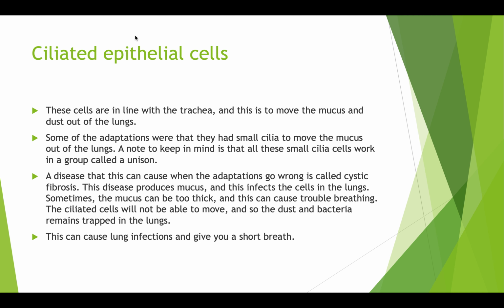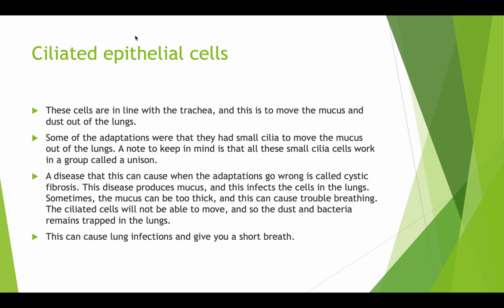So the ciliated epithelial cells. These cells line the trachea, and this is to move the mucus and dust out of the lungs. Some of the adaptations are that they have small cilia to move the mucus out of the lungs. A note to keep in mind is that all these small cilia work in a group, in unison. So that's an important point to remember.